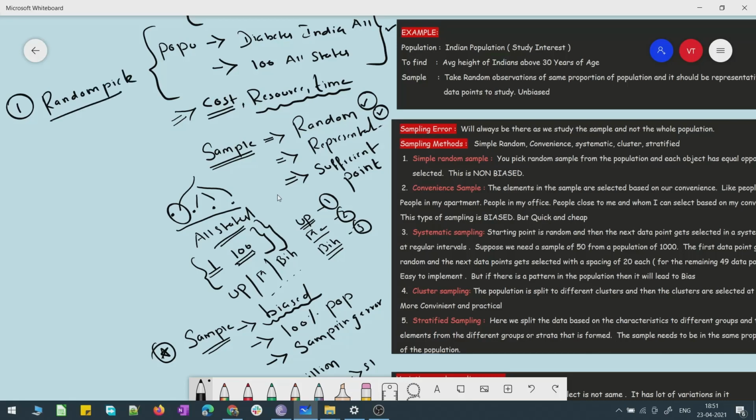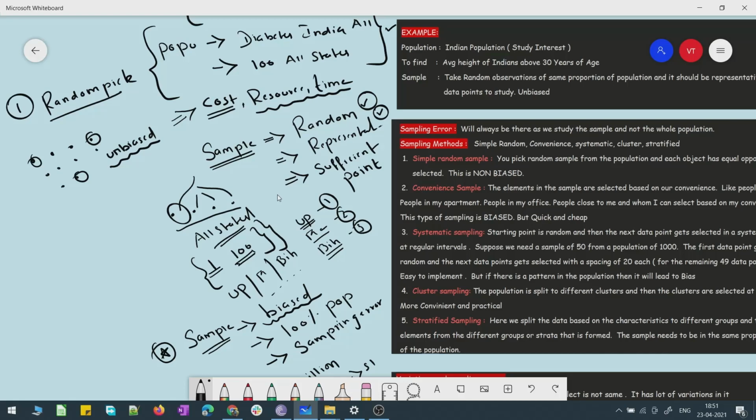Let's say I have 4 points, let's keep it as 8, 9, 10. I can pick these and form my sample right here. These data points have equal opportunity to get picked up. It is going to be unbiased. So this is one of the best ways of forming a sample.